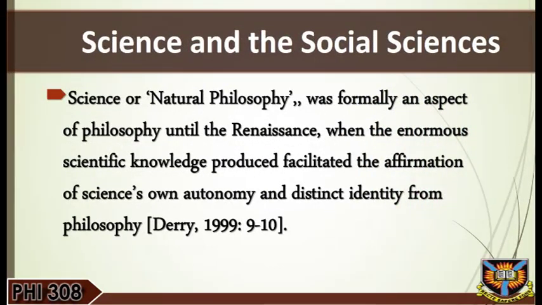Science, or natural philosophy as it was then called, was formerly an aspect of philosophy until the Renaissance, when the enormous scientific knowledge produced facilitated the formation of science's own autonomy and distinct identity from philosophy (Derry, 1999, pages 9 to 10).